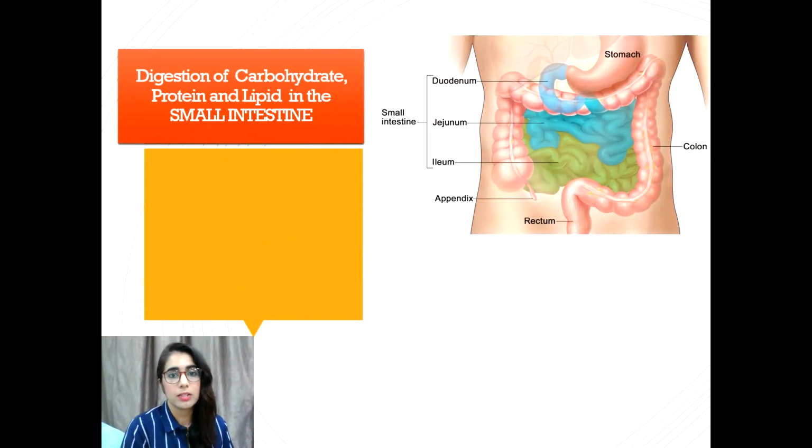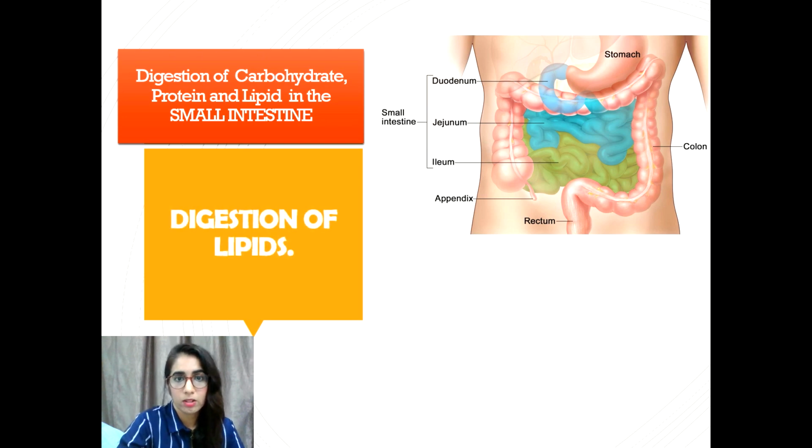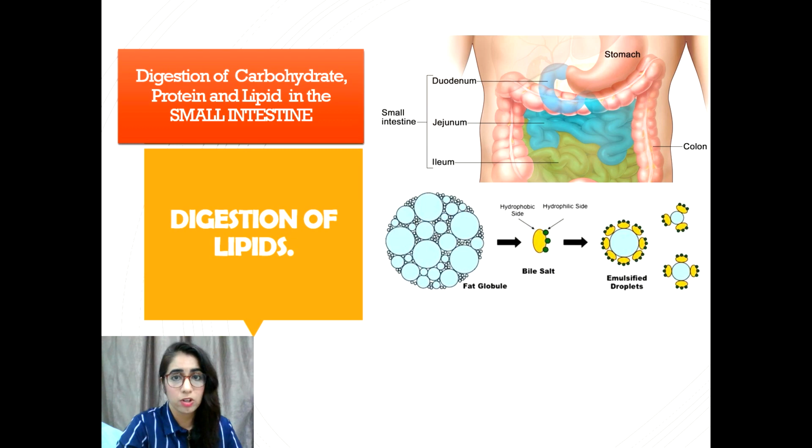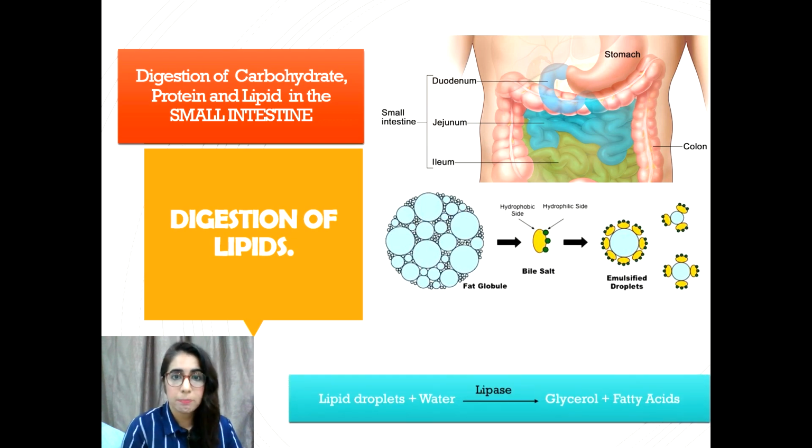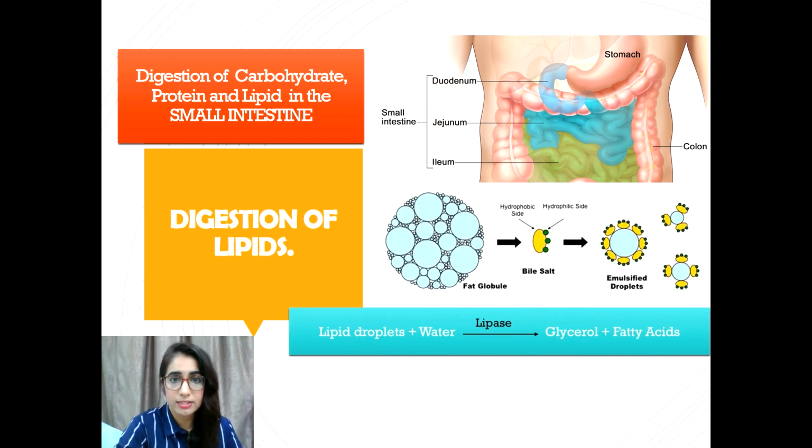Okay, now lipid digestion. Lipid digestion begins and ends in the small intestine. The process begins with the emulsification of lipid into fine droplets through the action of bile salt. Then, the lipase in the pancreatic and intestinal juice will hydrolyze the fine lipid droplets into fatty acid and glycerol. So, the end product of lipid digestion is fatty acid and glycerol.